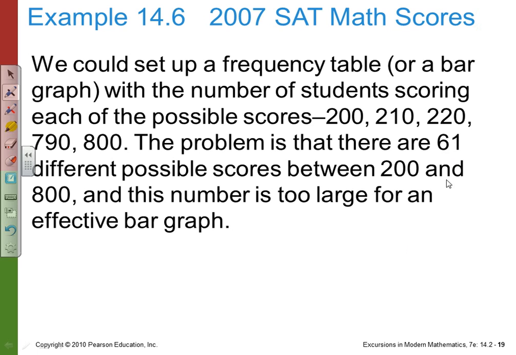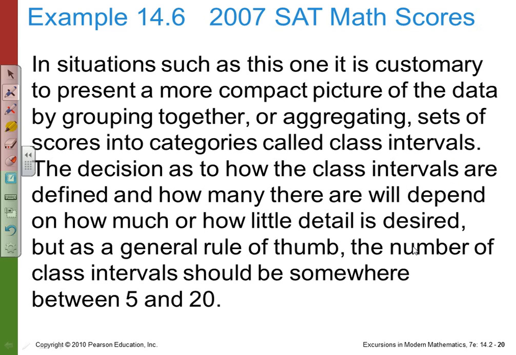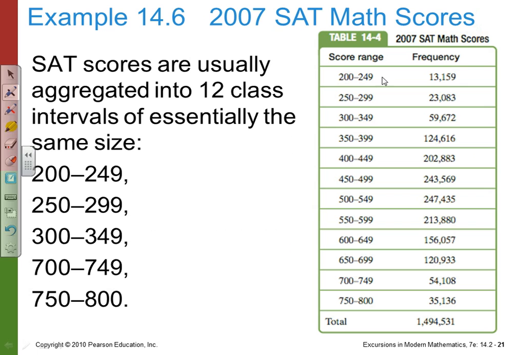The problem is that there are 61 different possible scores between 200 and 800 on the SAT, so that's not good. So how are we going to know who falls where, into what categories and what intervals there are? So here are intervals broken up by 50s, and how many people are in there.